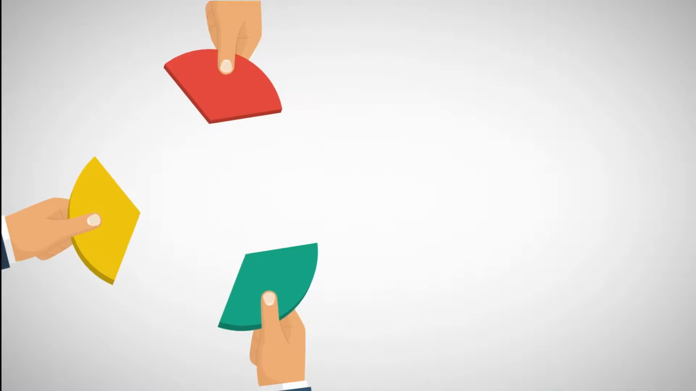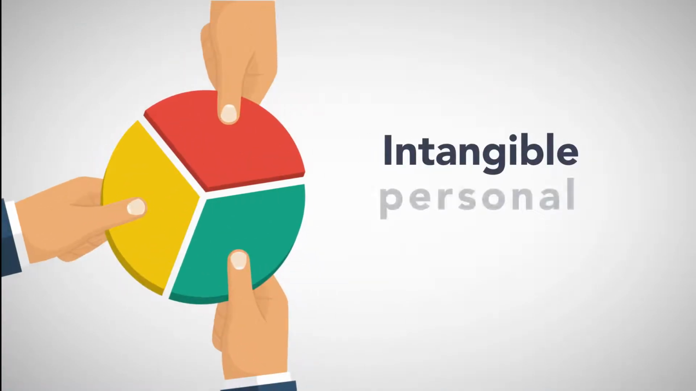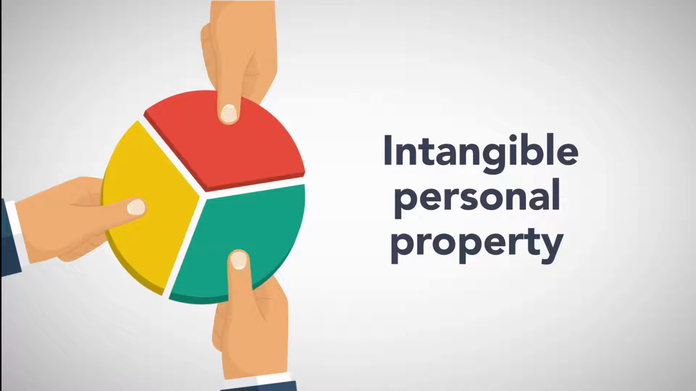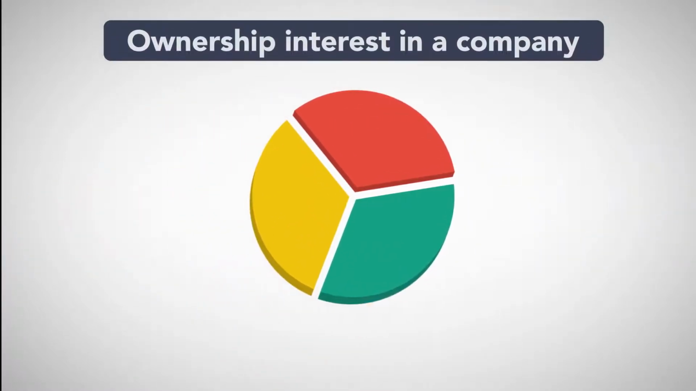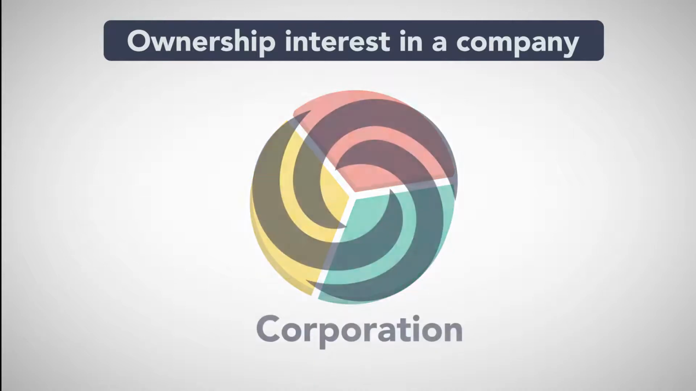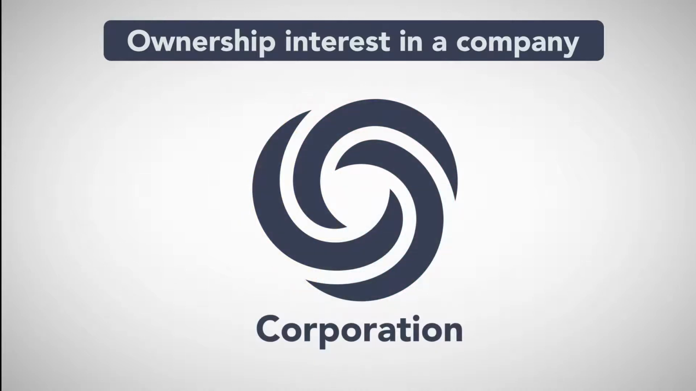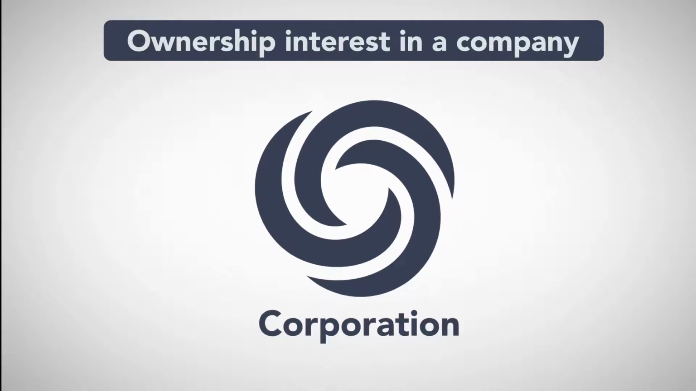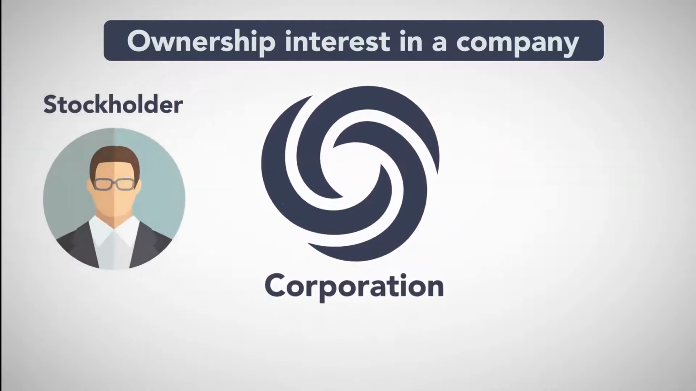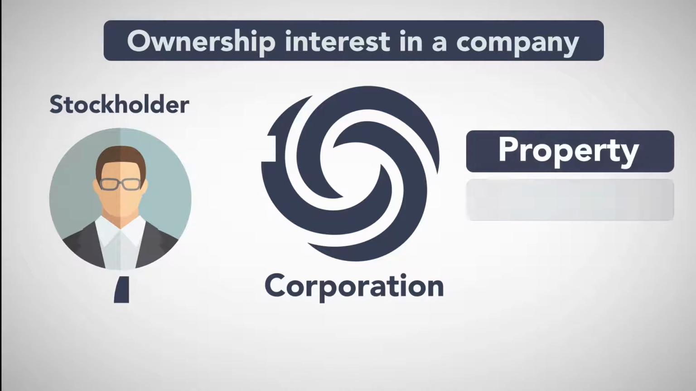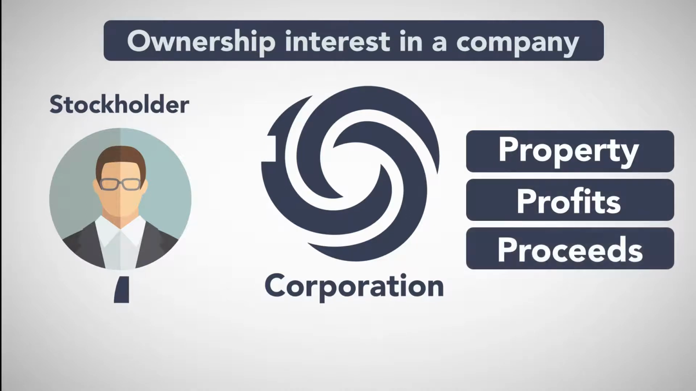A share of stock is a form of intangible personal property. Each share held by a stockholder represents the stockholder's ownership interest in a company, usually a corporation. While a stockholder has an ownership interest in the corporation, stock ownership alone doesn't represent title to the corporation's property. Instead, the stockholder is entitled to a fractional part of the property, profits, and proceeds of the corporation.